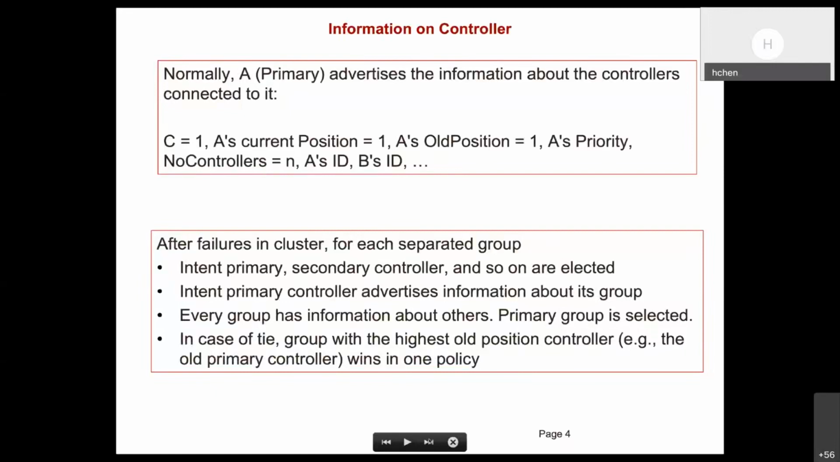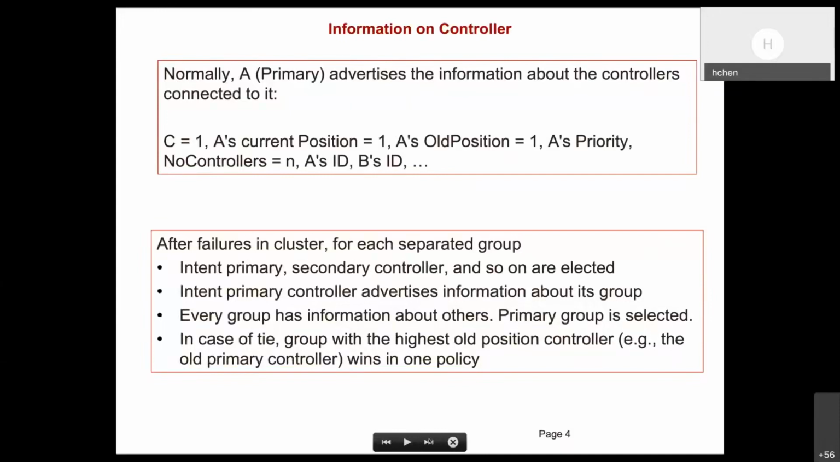When a failure happens, the cluster is split into multiple individual controller groups. Each group will elect a primary controller and a secondary controller. We call this election intent, because it is not finally decided yet. For each group, only the intent primary controller will advertise information about its group. After this information is distributed to every controller, each group will elect the final primary group. Here we also propose tie-breaking because, for example, we may have different policies to elect the primary controller group.